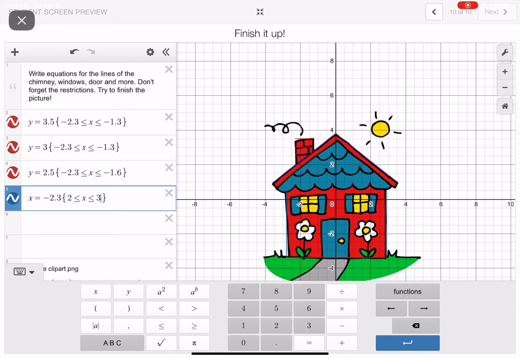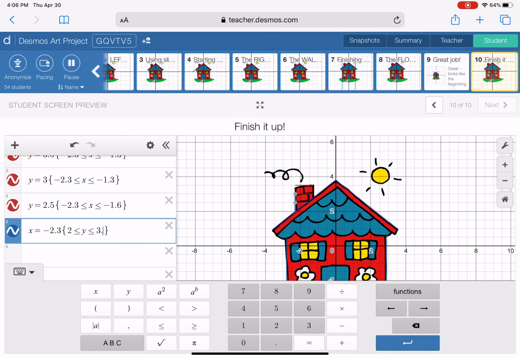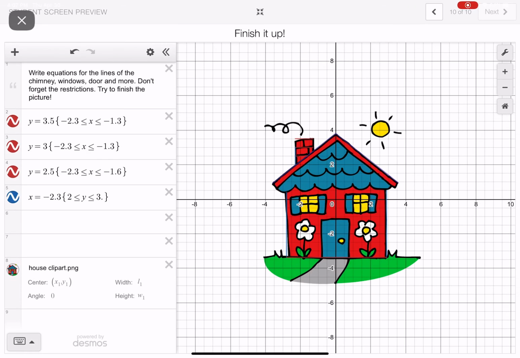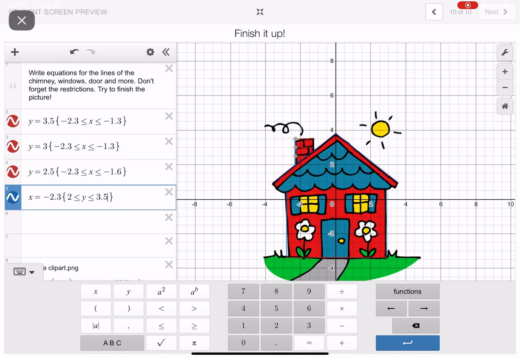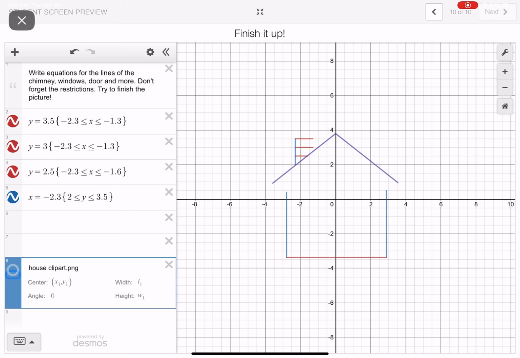Oh, I'm sorry, these are y's, not x's. Hang on. I'm going to get this bigger again. 3.5. If I turn off my house, you might notice it looks like we're right up to the top. If you want to change colors, you can hold something down and make it match.